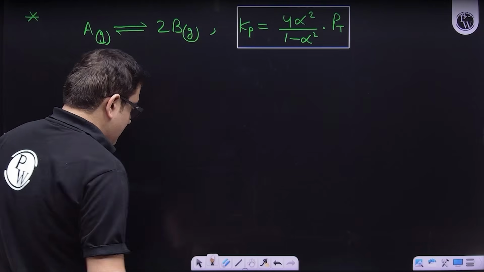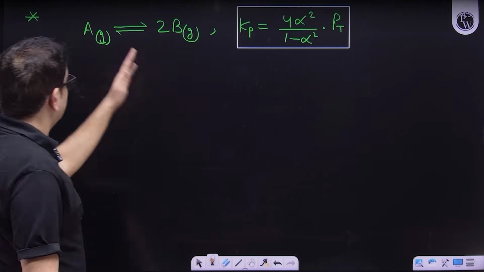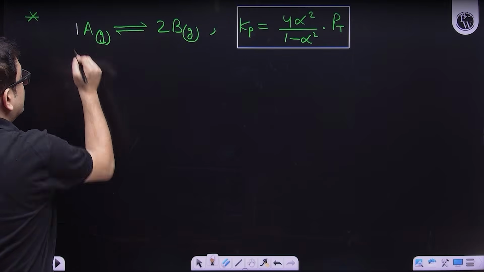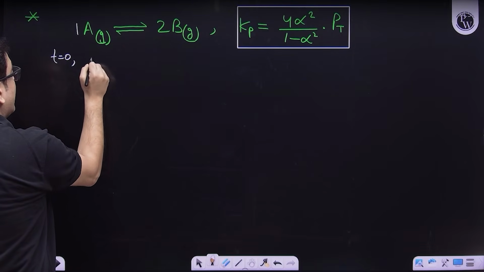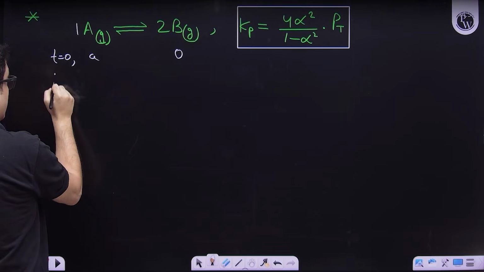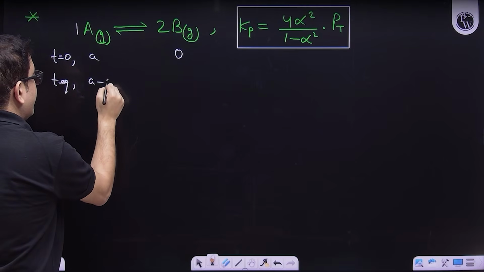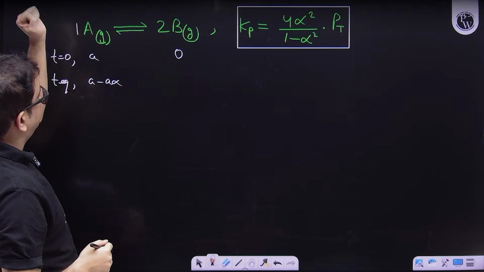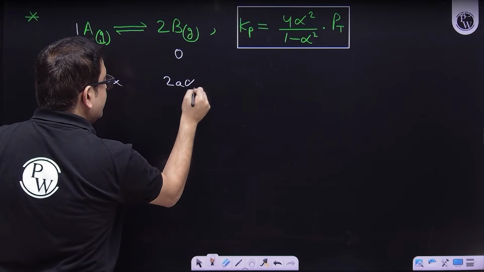So again, discussing the same thing for another type of reaction. A1 gives 2 gases. Let's say at time t equal to 0, I have A moles of this, 0 moles of it. I'm going fast because now you will be understanding. At equilibrium, A minus A alpha. If one dissociated, 2 produced. So A alpha dissociated, 2A alpha produced.